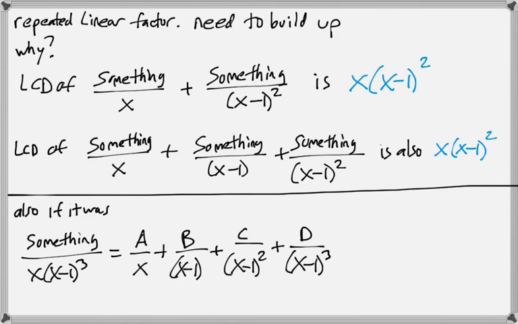So if it were x times x minus 1 to the 3, you would need something over x minus 1, something over x minus 1 squared, and then finally build your way up to x minus 1 cubed. So that's how we treat these repeated linear factors.